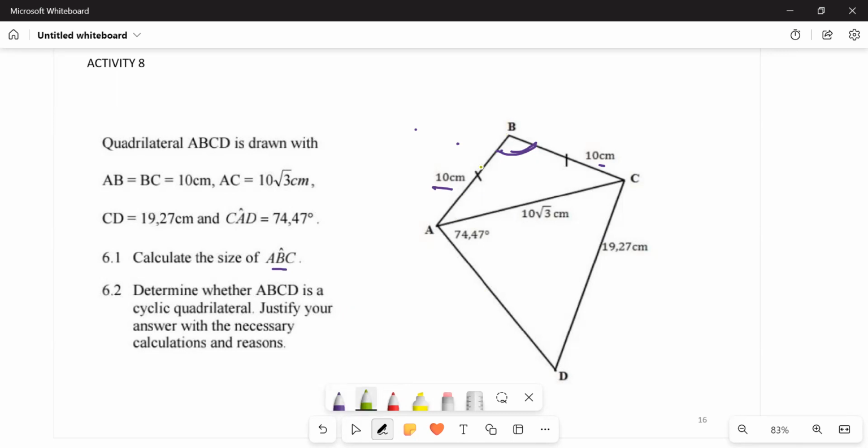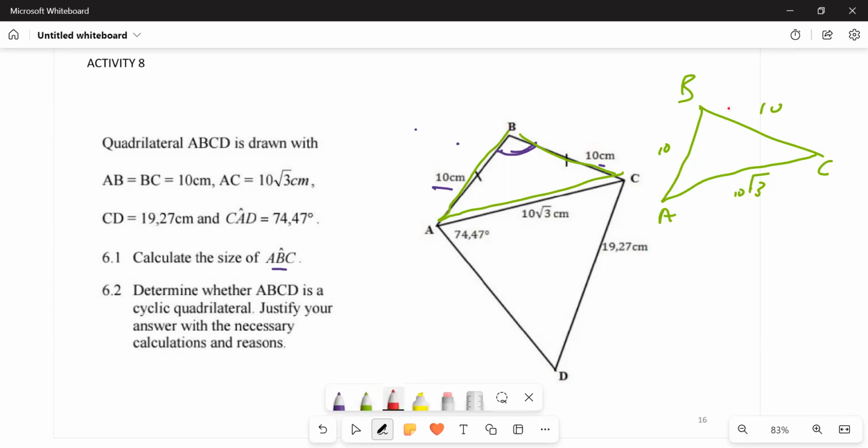So we can see we have triangle ABC again. So we're going to highlight triangle ABC. This is B, this is A, this is C. This is 10, this is 10, this is 10 root 3. And then according to what we already know, this one is going to be small letter a, this one small letter b, and this one small letter c.